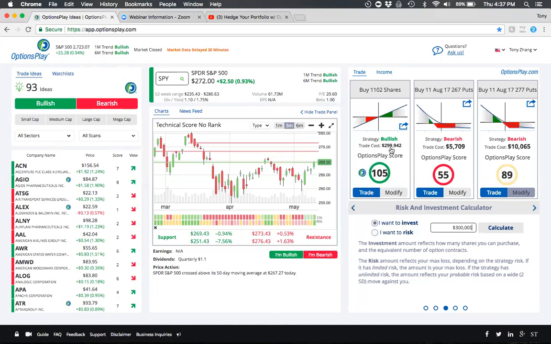So this is a $300,000 portfolio. To buy a conservative hedge costs you $5,700, so about 1.5% of your portfolio value. And here it is 10%, so roughly about 3% of your portfolio value. So a conservative hedge is about 1.5%, an aggressive hedge is roughly 3%. So let's actually see how these strategies perform if the market goes higher, if the market stays where it is, or if the market goes lower.